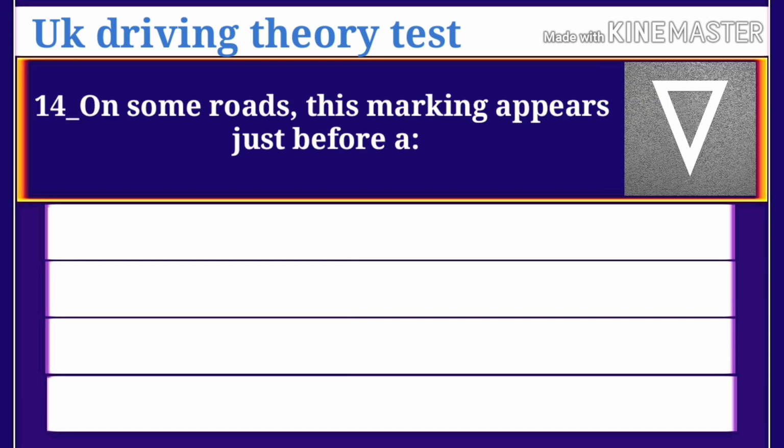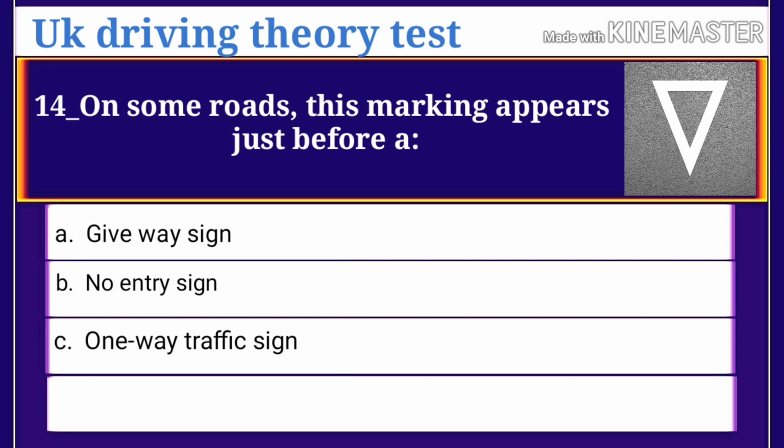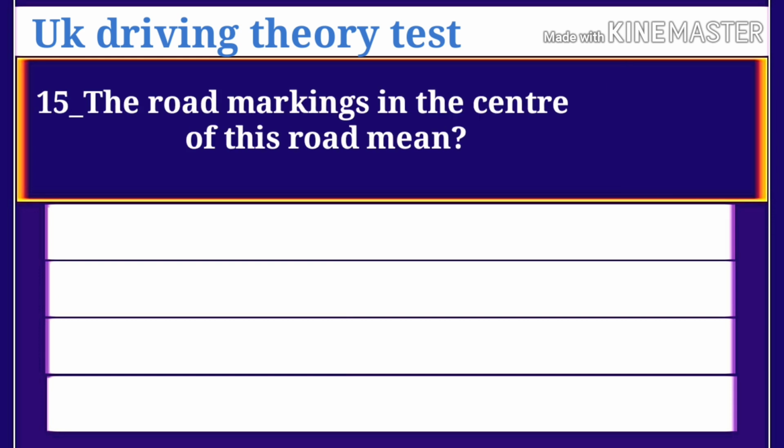Question 14. On some roads, this marking appears just before: A. Give way sign. B. No entry sign. C. One-way traffic sign. D. Stop sign. The correct answer is A. The give way sign.